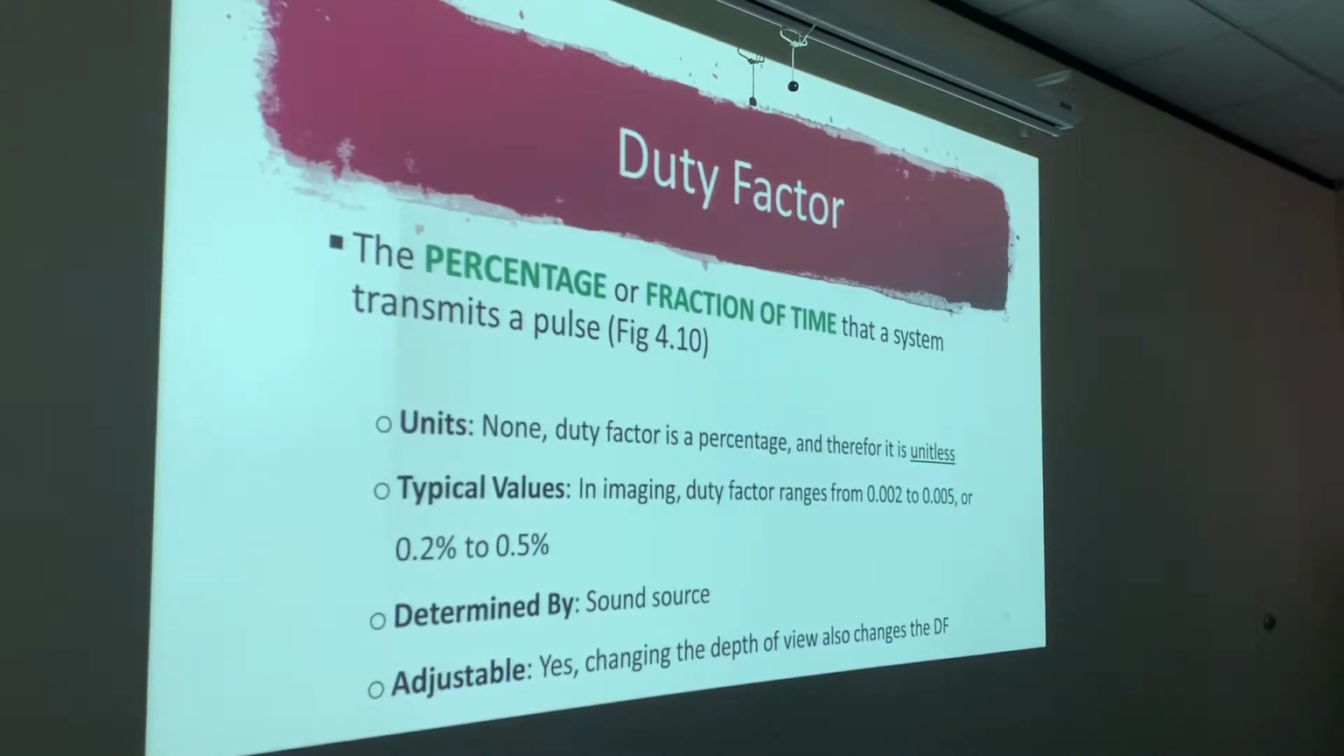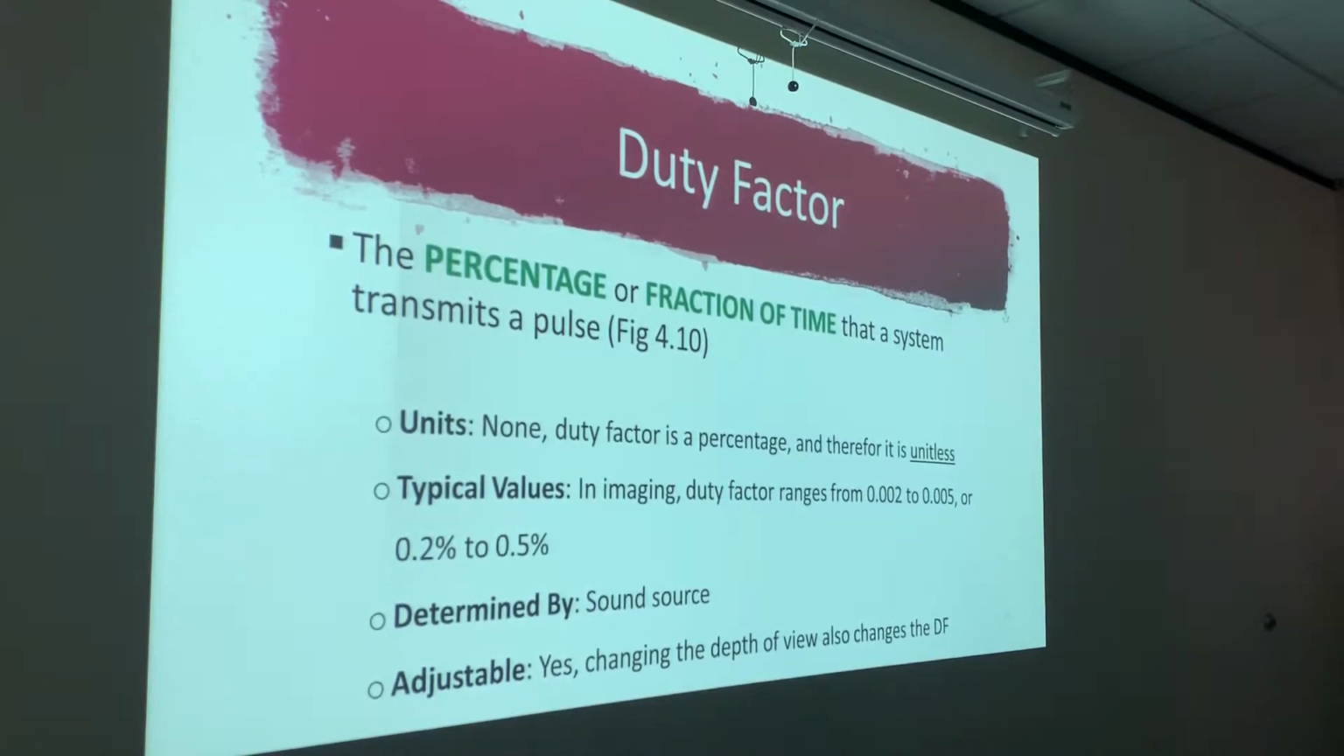Okay? Remember, the duty factor is unitless. It's going to be determined by the sound source. So, of course, when we're changing the depth, we're changing the listening time. Remember, it's the percentage of the time that the sound is transmitted versus the time it is transmitting and listening. And I'll talk about that in one second. So, yes, it is adjustable when the technologist changes the depth.